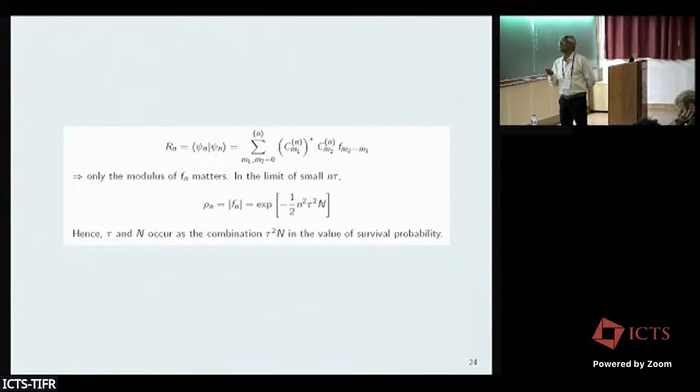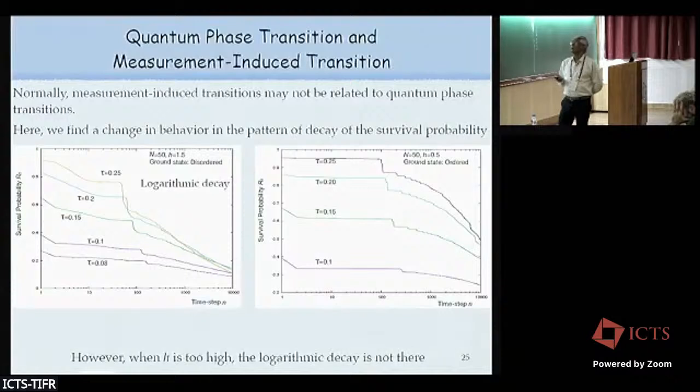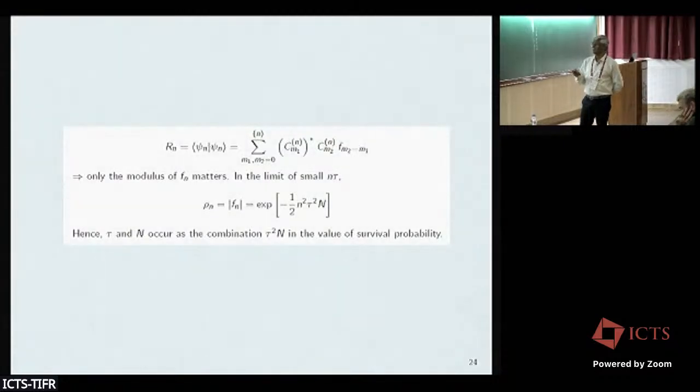So in the limit of small tau, this modulus of Fn takes this form. So we can conclude that tau and n occur in the combination tau square n in the value of survival probability. And hence the scaling of tau as 1 by square root of n. This was all about this measurement-induced phase transition in our model.